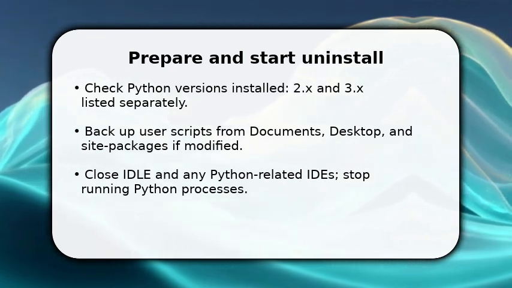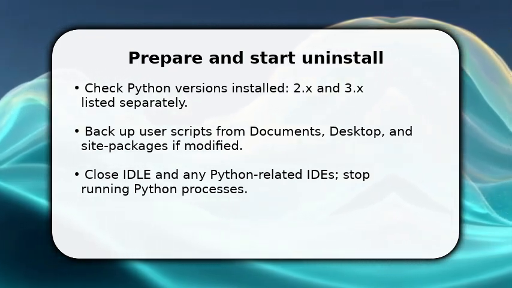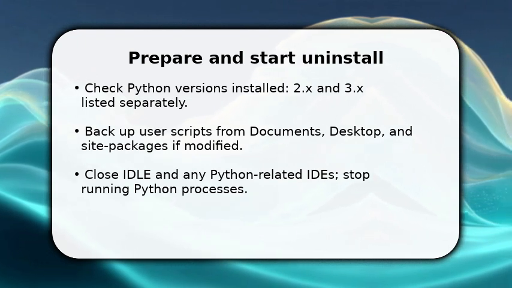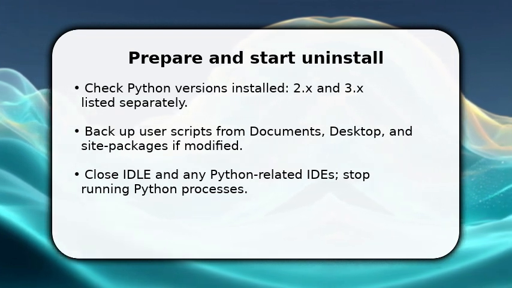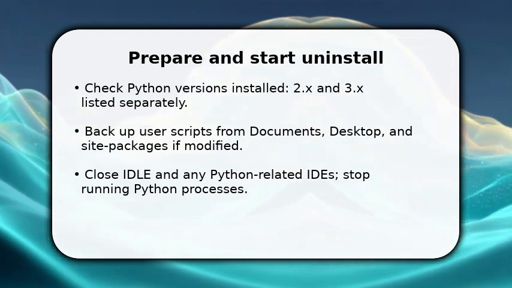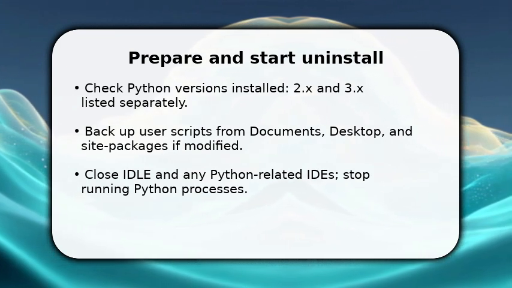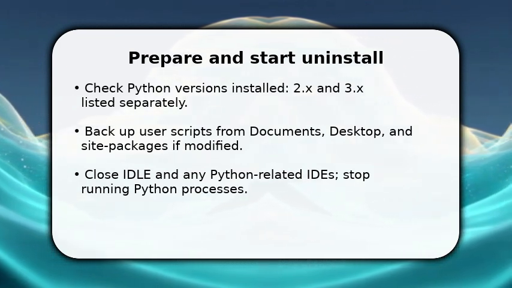Then, open your platform's uninstall path. On Windows, use Apps and Features. On Mac OS, inspect /Applications and the Frameworks directory, and on Linux, target the Package Manager. You're now ready to remove the IDLE component or the entire Python distribution.